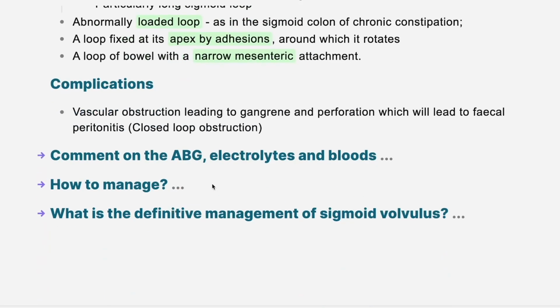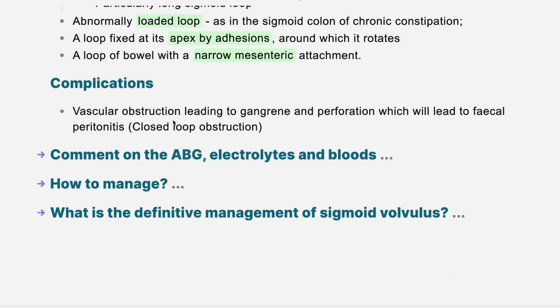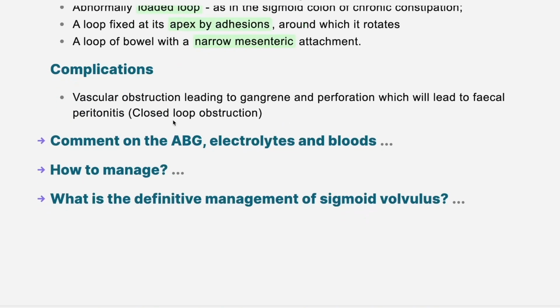So those are the main complications that I would mention: vascular obstruction leading to gangrene and perforation of the bowel loop, which will lead to fecal peritonitis as well.